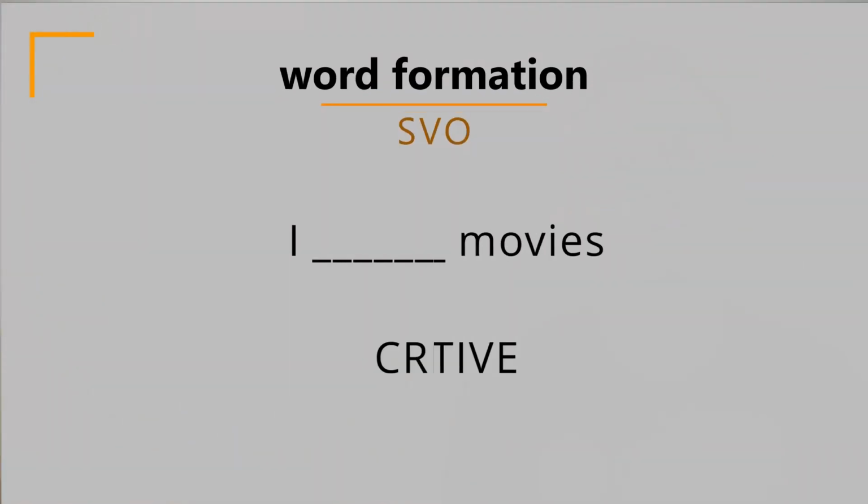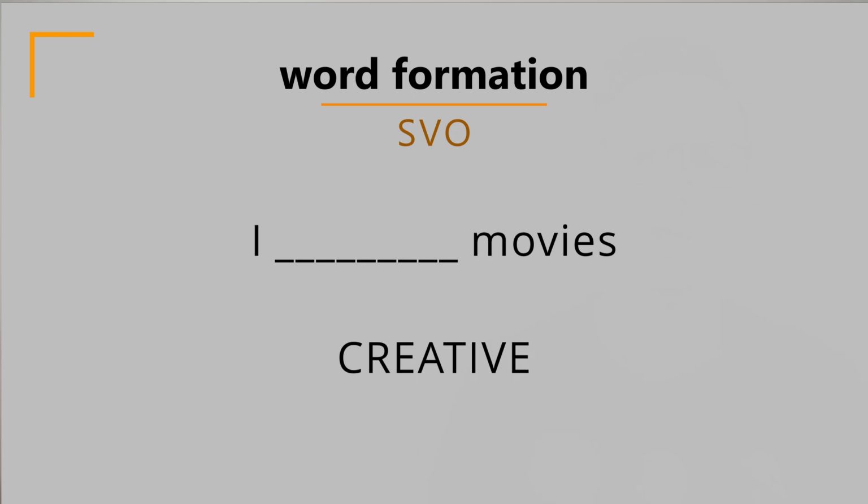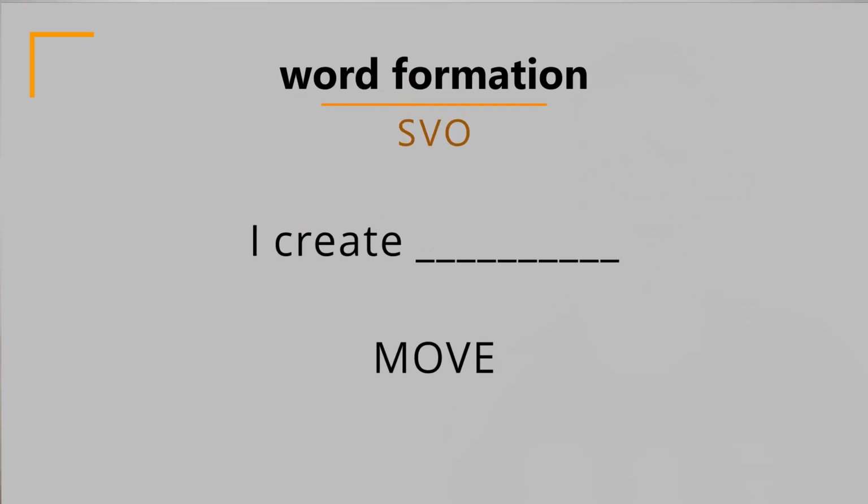So let's check if the sentence pattern works. I, movies, and our keyword is creative. We already know that we need a verb form in this gap, which is I create movies. Take a look at this sentence. I create, and our keyword is move. Of course, we know that we need a noun there. In this case, we need a noun in a plural form. I create movies. As simple as boiling an egg, isn't it?